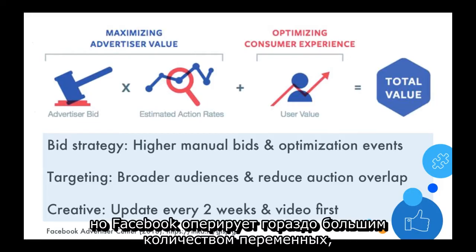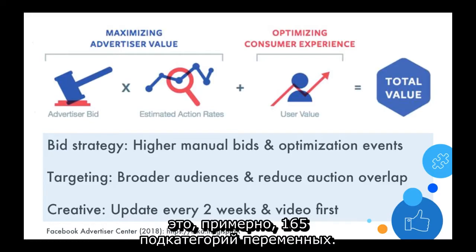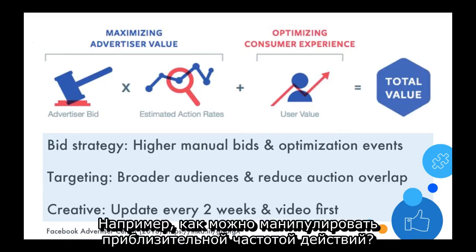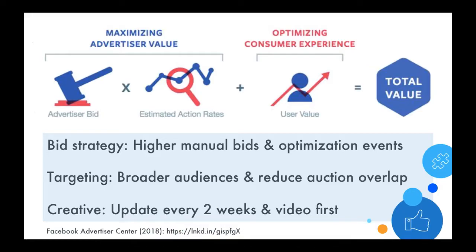So, of course that was just an overview of the most important categories, but there are many more variables. In total, right now Facebook takes into consideration more or less 165 of those sub variables, and they fall into each of those categories. For example, how could we manipulate the estimated action rates? Okay, not that easy, right? But there are tricks.